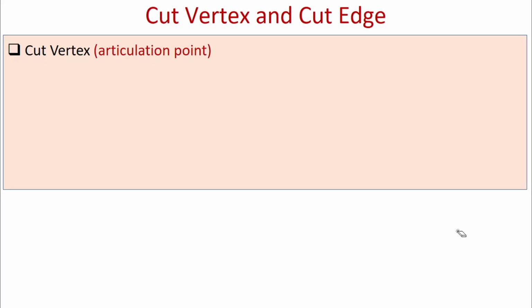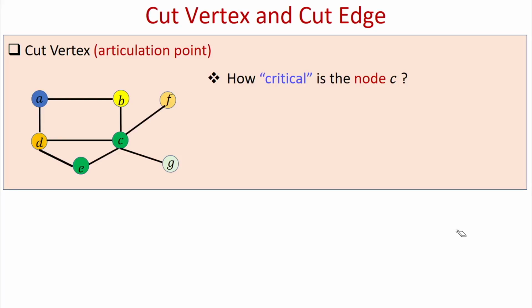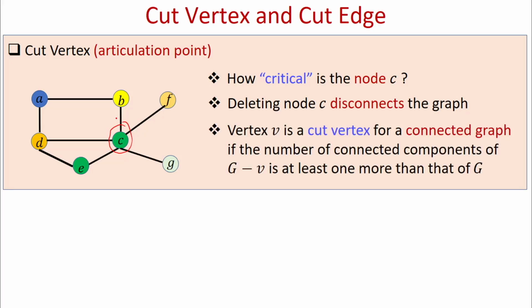Now let us next define cut vertex and cut edge. Cut vertices are also called articulation points or critical vertices. What does it mean when I say a vertex is critical? If I take this graph G, the node C is very critical here, because if I delete this node C, then it will disconnect the entire graph. So in that sense it is a critical vertex or an articulation point.